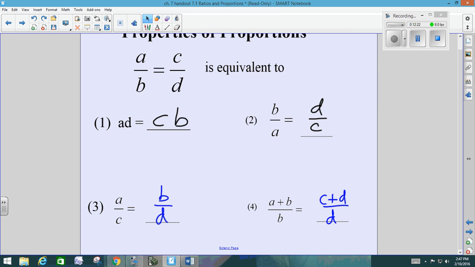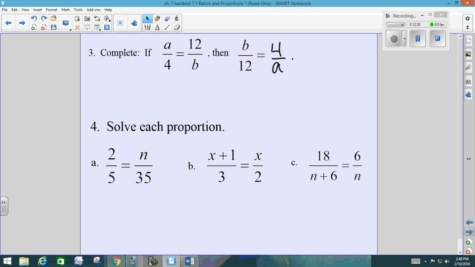Good. All right, so equivalent ways to write them. And go ahead and do the number 3, the next one. I think most of you already did right below the box. Complete. If A is to 4 as 12 is to B, then B is to 12 as what?